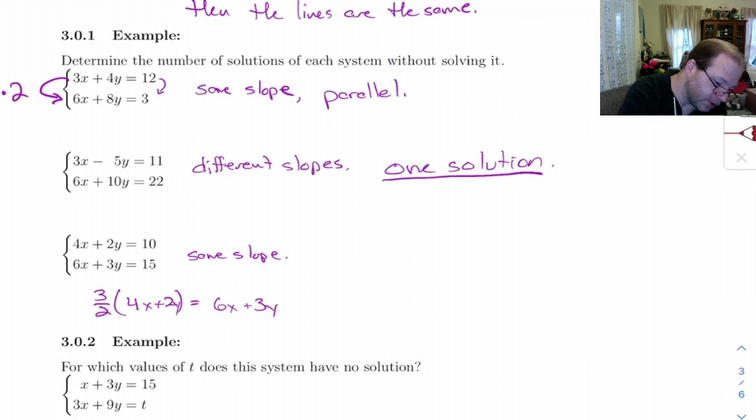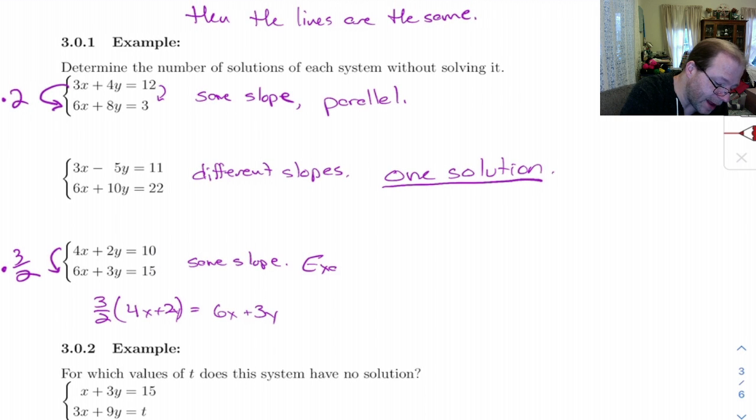And down here, if we look at the same thing, what are we doing on this? Going from here to here, we're multiplying by 3 halves. 3 halves of 4x is 6x. 3 halves of 2y is 3y. 3 halves of 10 is 15. So these are the exact same line.